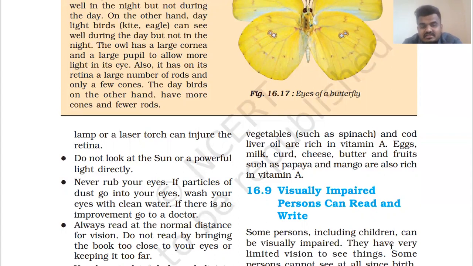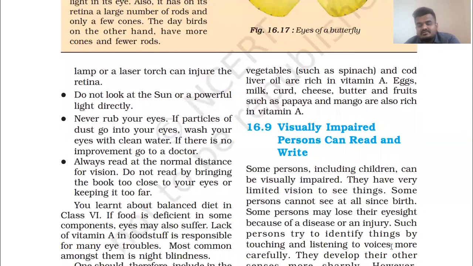Never rub your eyes if particles of dust go into your eyes. Wash your eyes with clean water. If there is no improvement, go to a doctor. If something is going inside your eyes, then don't rub with your hands. Just wash your eyes with clean water. And if it is still not coming out, then just visit the hospital or go to the doctor.